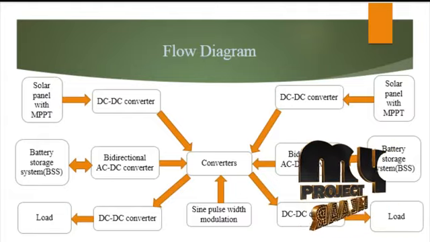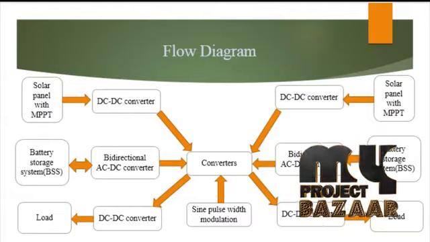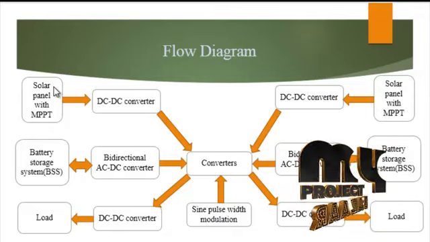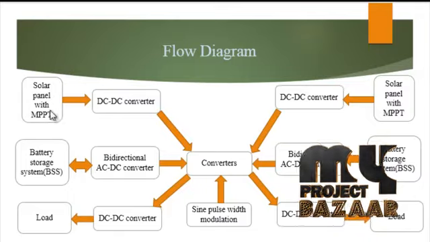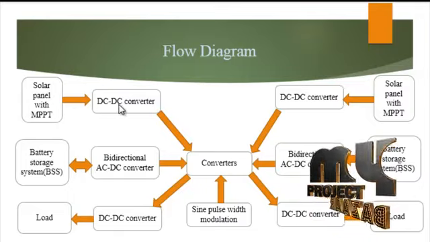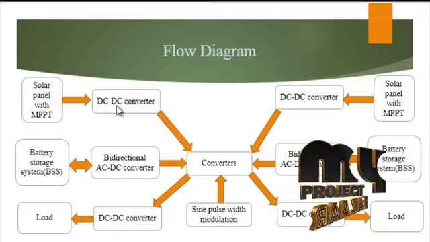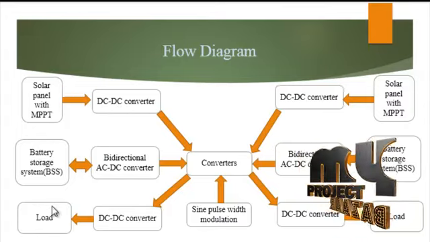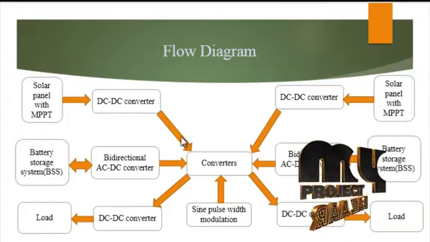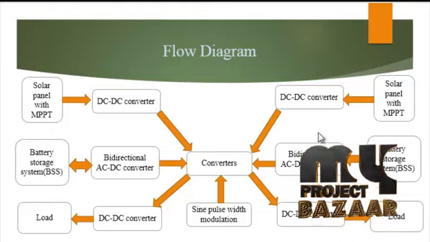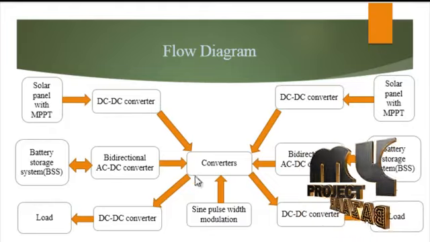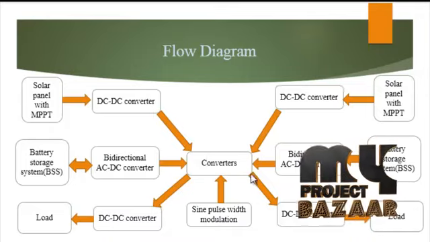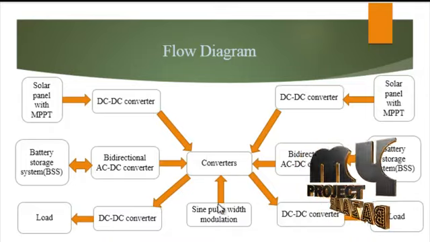Now we are going to discuss the flow diagram of our project. First we can see the solar panel. The solar panel is integrated with the maximum power point tracking algorithm. This is passed to the DC to DC converter, a conversion process to improve our power. On the left side we can see one system on the high tension side and another on the low tension side. These are combined into the inverter, a single phase converter.